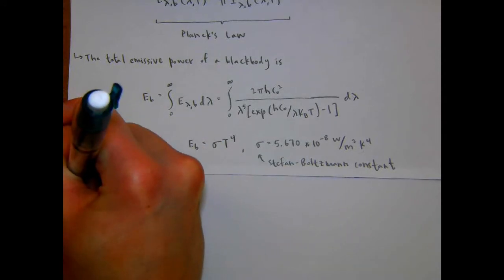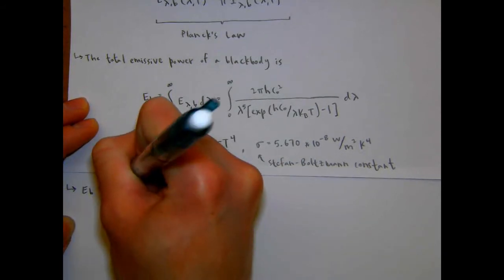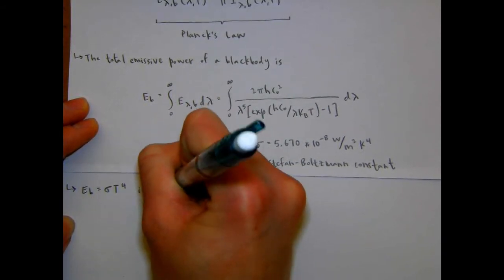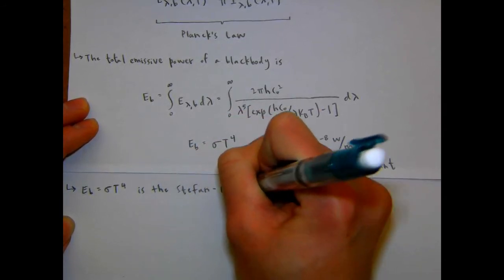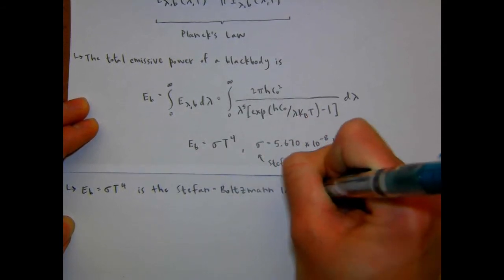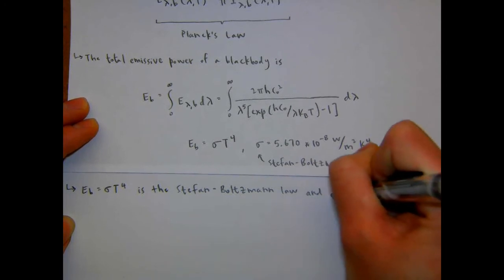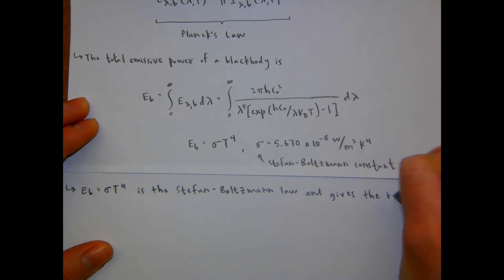And then this equation, E sub b is sigma T to the fourth, is the Stefan-Boltzmann law. And it gives the radiation emitted by a black body per unit surface area in all directions over all wavelengths for a certain temperature.